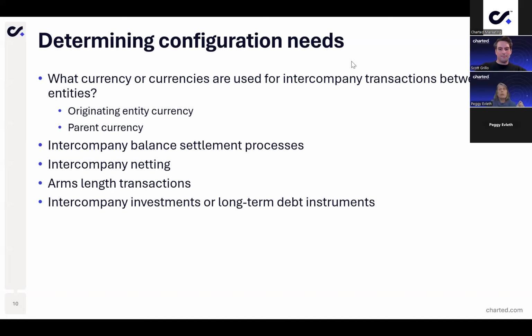They may not revalue because they wouldn't be considered monetary assets. So determining your configuration needs is really important so that you know how to set up the base accounts. Is it an AP or AR type account? Is it an investment type account? Do I need to worry about intercompany billing? Am I going to do intercompany netting? Do I have arm's length transaction requirements? So you need to look at what all of your intercompany transactions are going to look like, and that's how it determines your configuration needs.